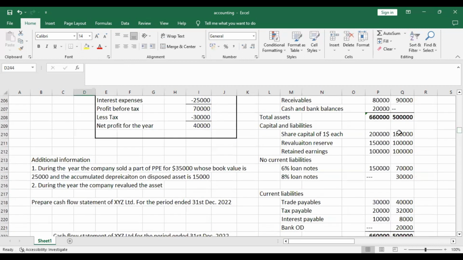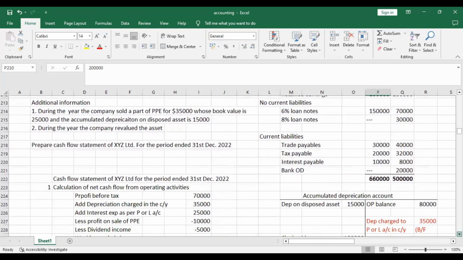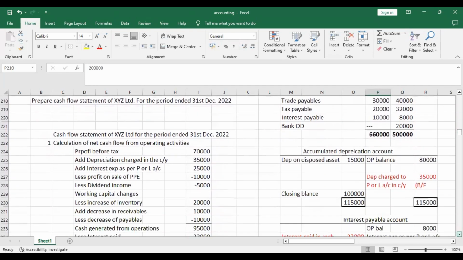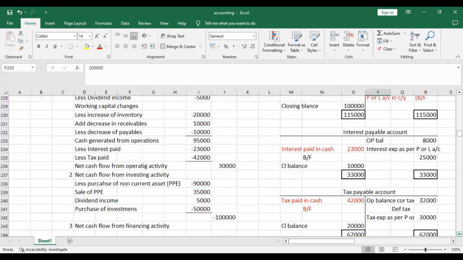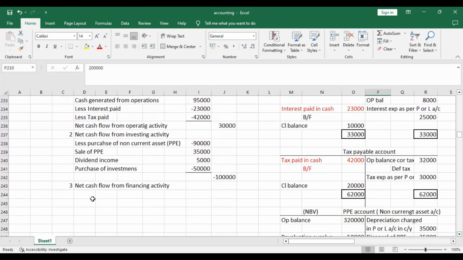Okay, share capital. What happened? Share capital 100,000 has become 200,000. That means in the current year they might have issued additional shares. Are you clear? So now put that increase of share capital. Increase of share capital is inflow. You write increase of share capital inflow. How much is it? 100,000. Very good.